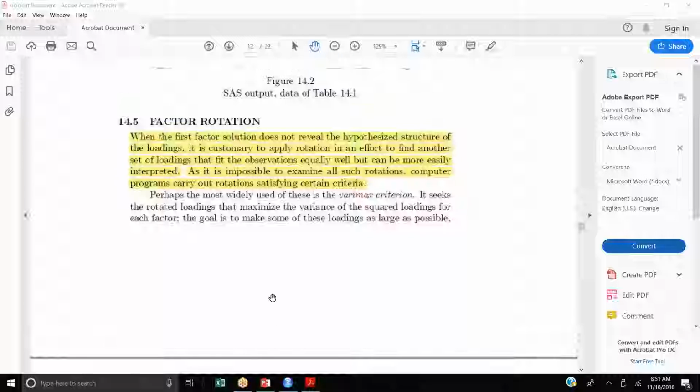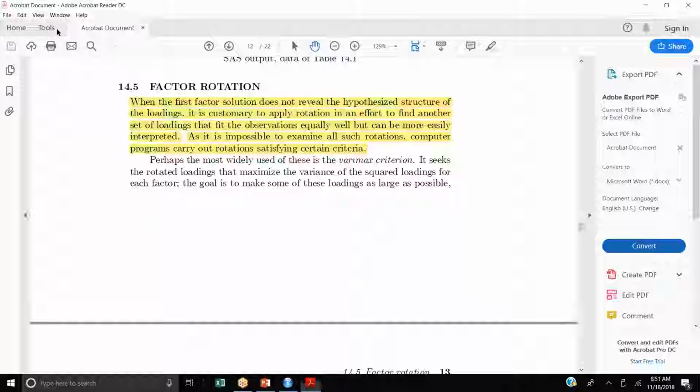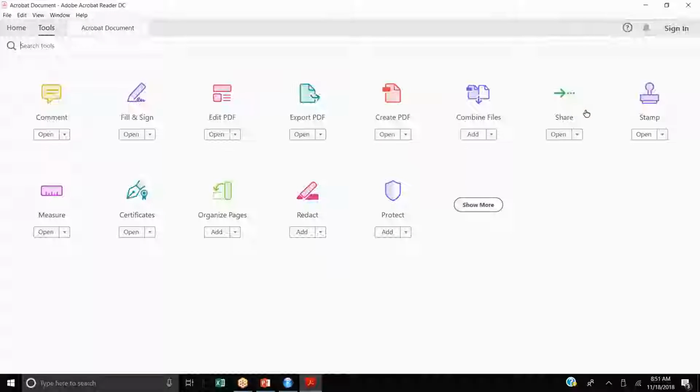So let me just tell you this information. It's very important. Two methods I will talk about.